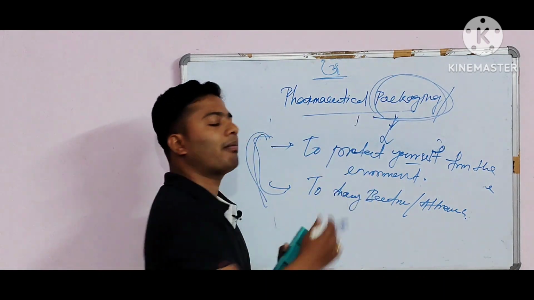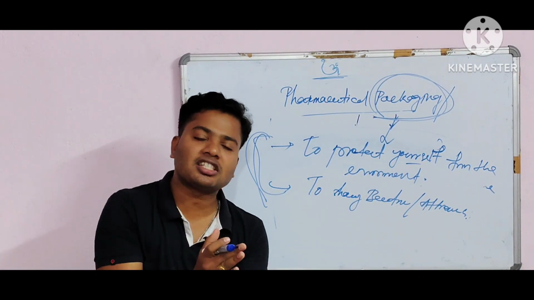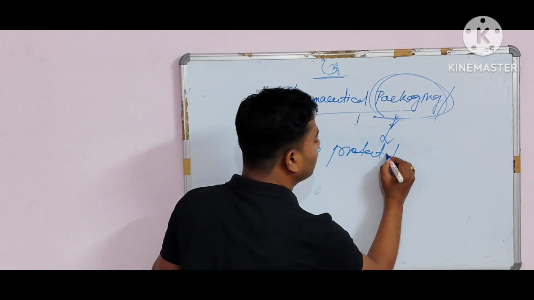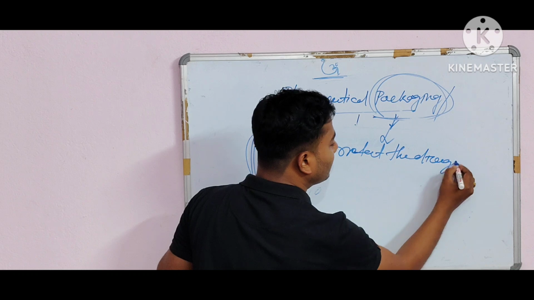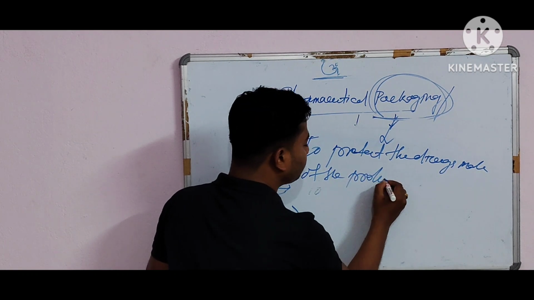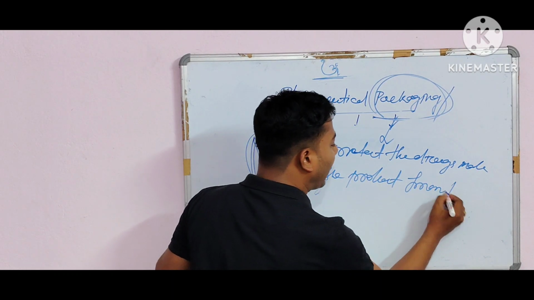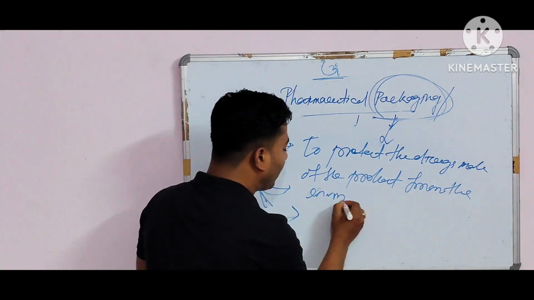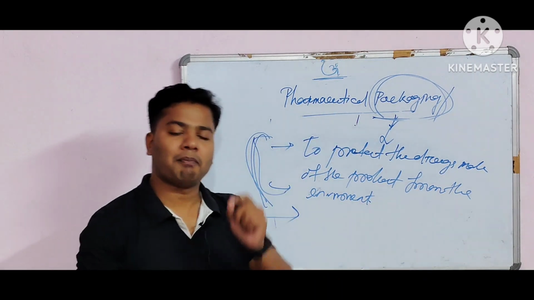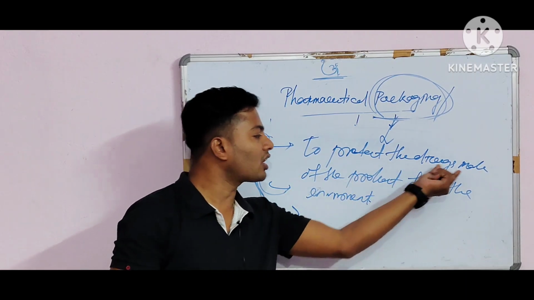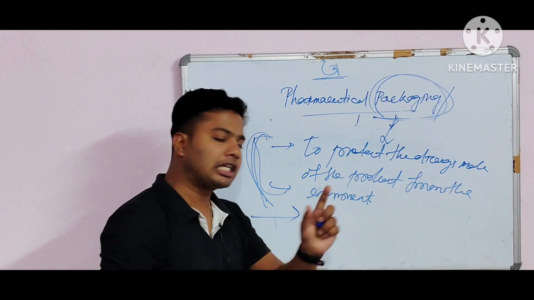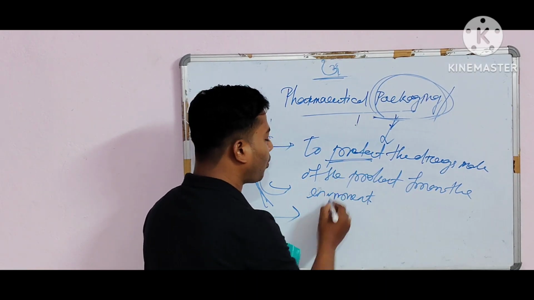As the same in the packaging of pharmaceutical dosage form. Why do we package the pharmaceutical dosage form? To protect the drug molecules of the product from the environment. So what type of protection do you have to provide from the environment?